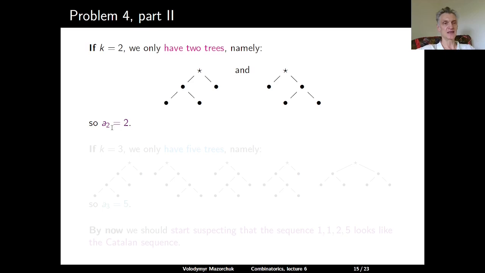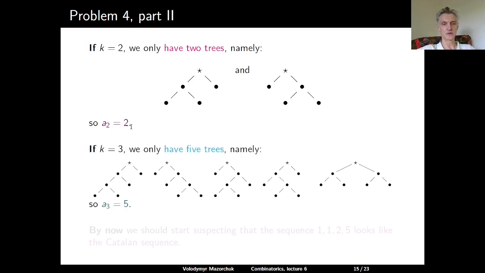So this means that a2 is equal to 2. And for k equal to 3, we have 5 trees. Namely, these are the trees which we see here on the picture. So a3 is equal to 5. So the first tree is, we have a root, and then the right child, which is childless, and then it has a left child that has 2 children, the right is childless, the left has 2 children.